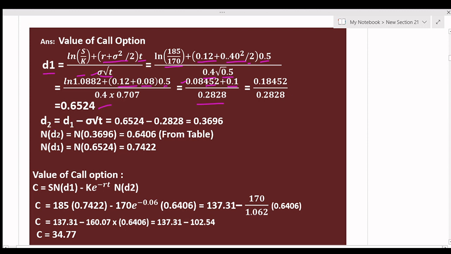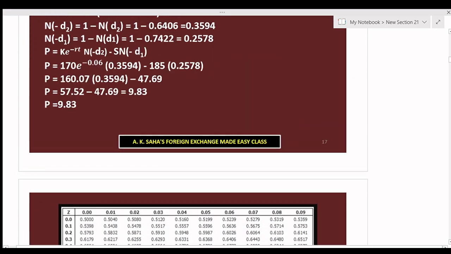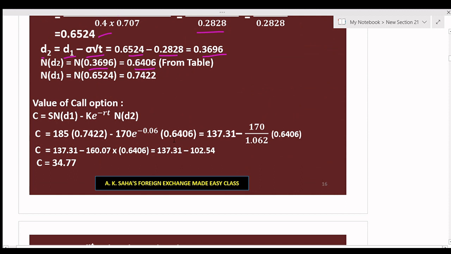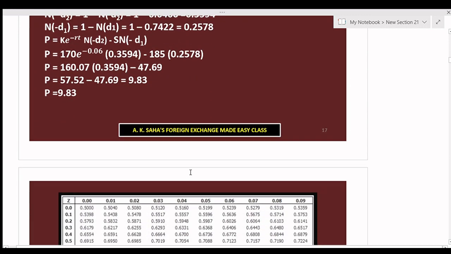Now when you have calculated D1, then you calculate D2. D1 minus sigma into root T is equal to 0.6524 minus 0.2828, equal to 0.3696. And N(D2) is 0.6406. You consult the chart: D2 is 0.3696, that is 0.37.